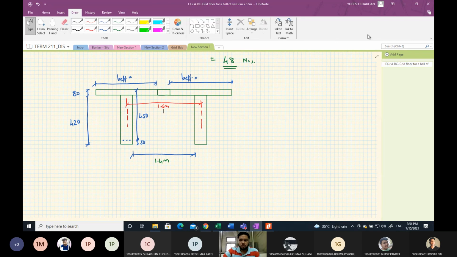So we stop here, and in the next class we'll continue this example. We'll find the loads on these rib beams, and then we'll find the design moments on these rib beams using Rankine-Grashof methods, and then we'll carry out the design of these T sections.